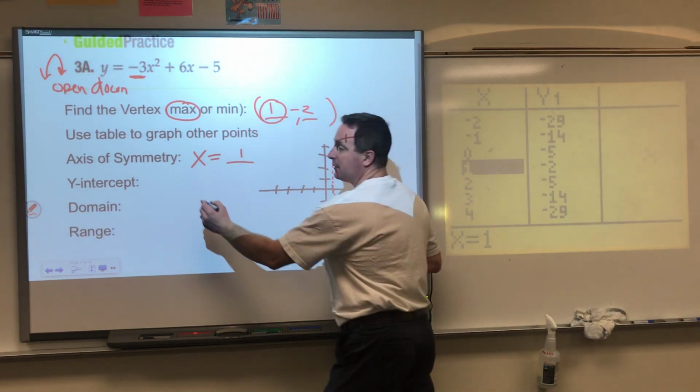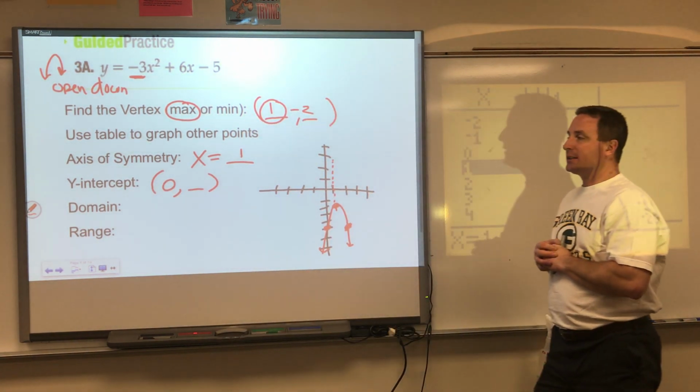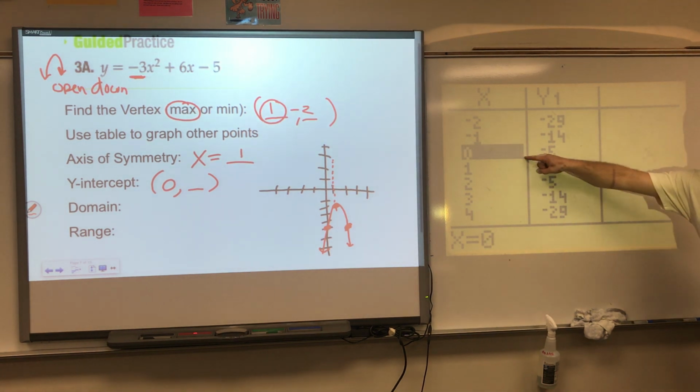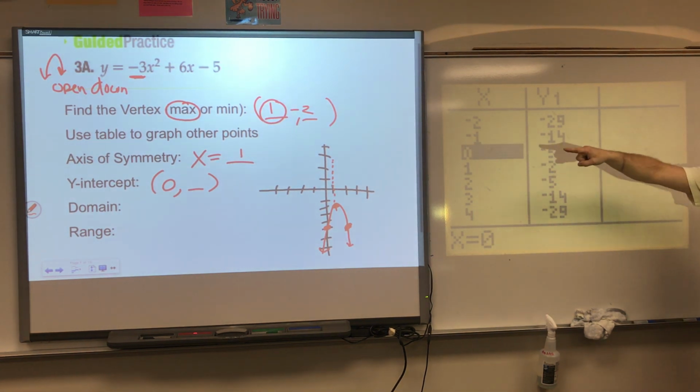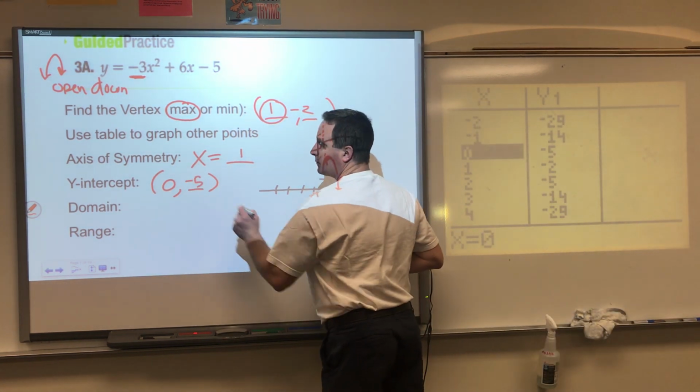The y-intercept, I find by going to my table. It's the value of y when x is 0. It's right here. There's my y-intercept. When x is 0, the y value is -5.